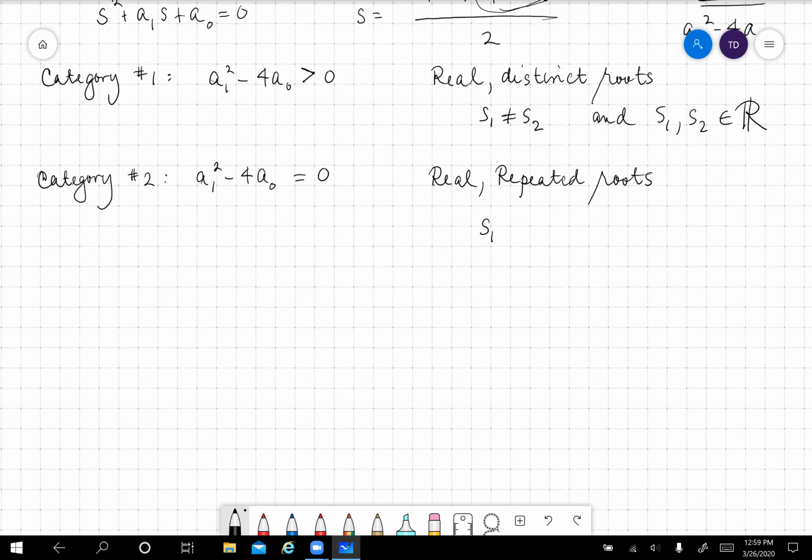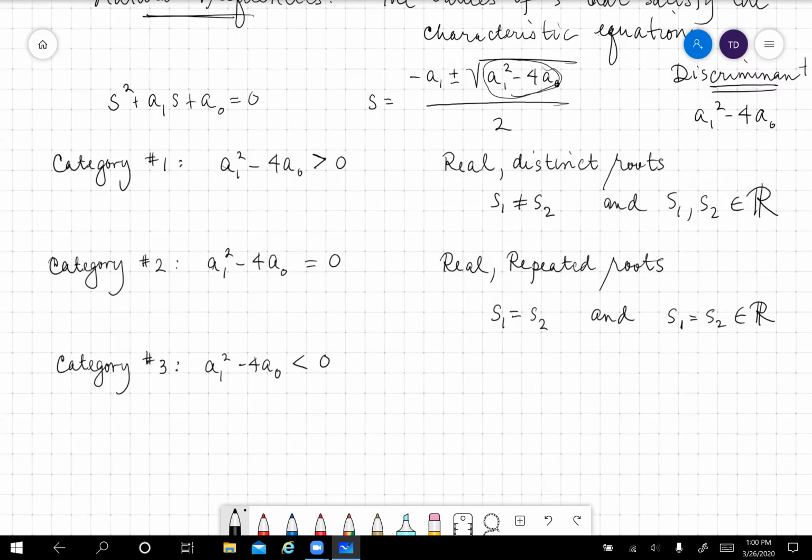So what we have is S1 is equal to S2 this time, and they are both the same thing. So S1, which is equal to S2, is a real number. And then finally, we have category 3. And this is why we spend so much time on complex numbers. So category 3 occurs when A1 squared minus 4A0 is negative. So when we get a negative sign underneath the radical, we're taking the square root of a negative number, and we know that that is purely imaginary.